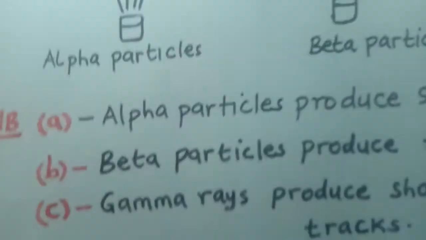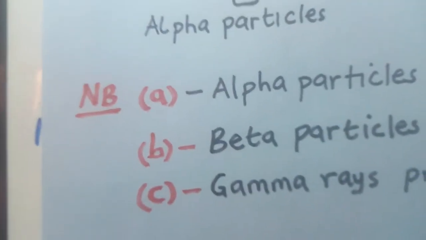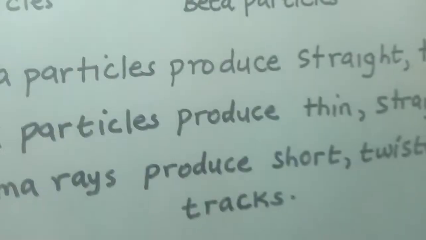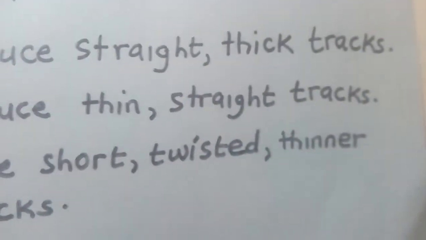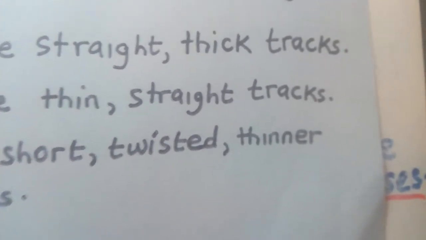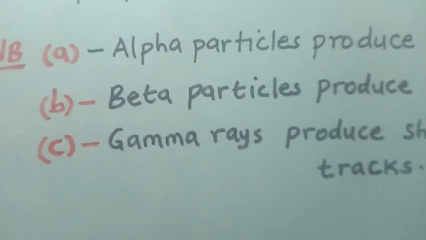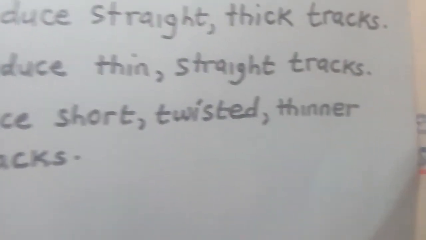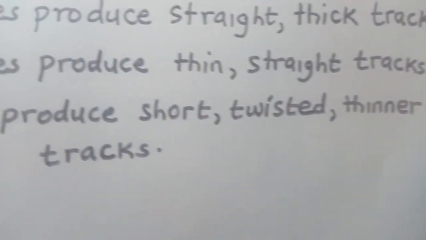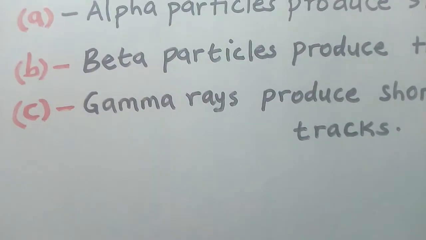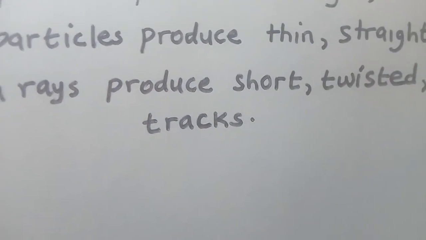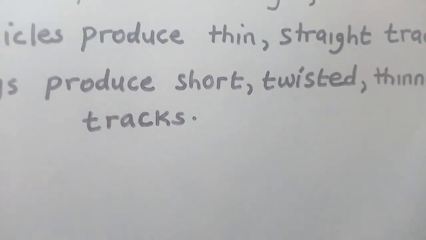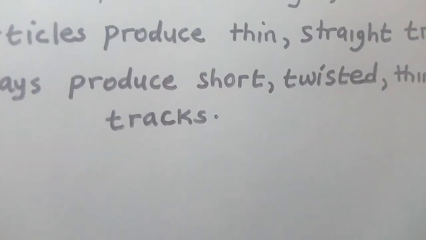So we can summarize here and say, in form of NB, that alpha particles produce straight, thick tracks. What about beta particles? Beta particles produce thin, straight tracks. What about gamma rays? Gamma rays produce short, twisted, and thinner tracks. So these ones we call cloud chamber tracks.